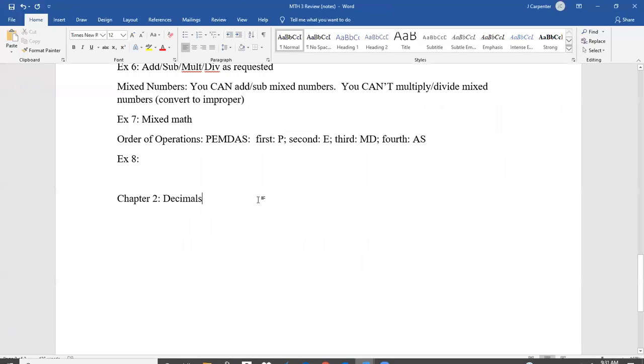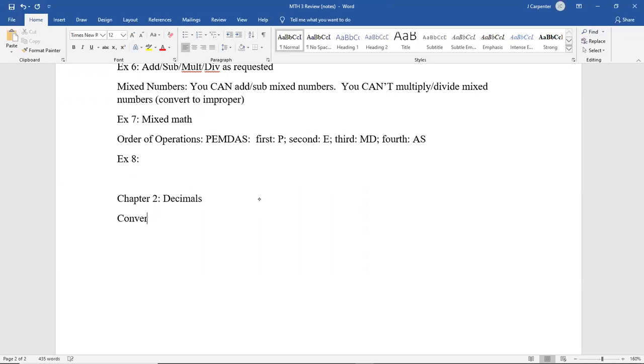All right, so Chapter 2, dealing with decimals. Hold on 1 second. So Chapter 2, decimals. We dealt with converting between decimals and fractions, that is. And we said that there were a couple different scenarios if you're going from fraction to decimal. You have 2 scenarios.